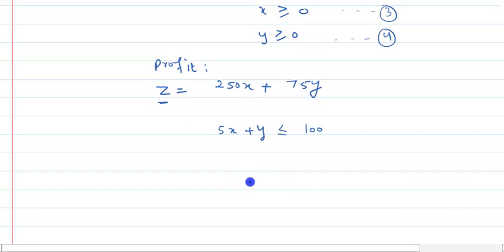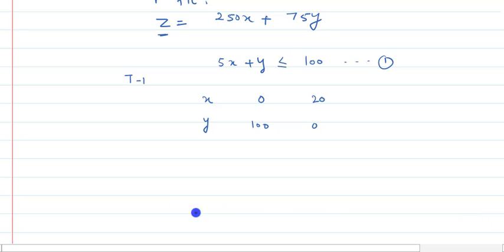Now, as you know, we'll make a table over here for x and y. If we put x is equal to 0, then y is 100. And if we put y is equal to 0, then x is 20. This is table number 1 for the first constraint. Now let us take the second constraint. It is x plus y less than or equal to 60.